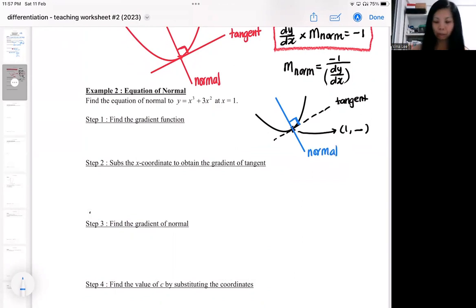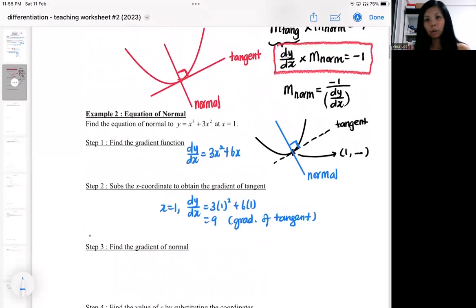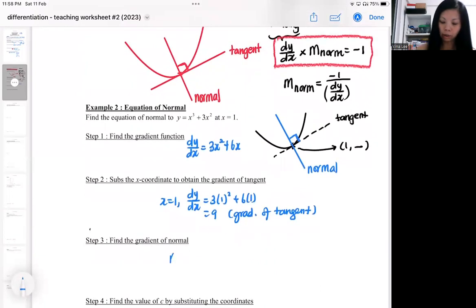Okay, so we go through the same procedure. You do your dy dx. And don't forget to sub in the x. When you sub in the x, that will be the gradient of tangent. So don't forget, this is the gradient of tangent. It's not your gradient of normal yet. So apply the formula. So gradient of the normal will be -1 over gradient of tangent.